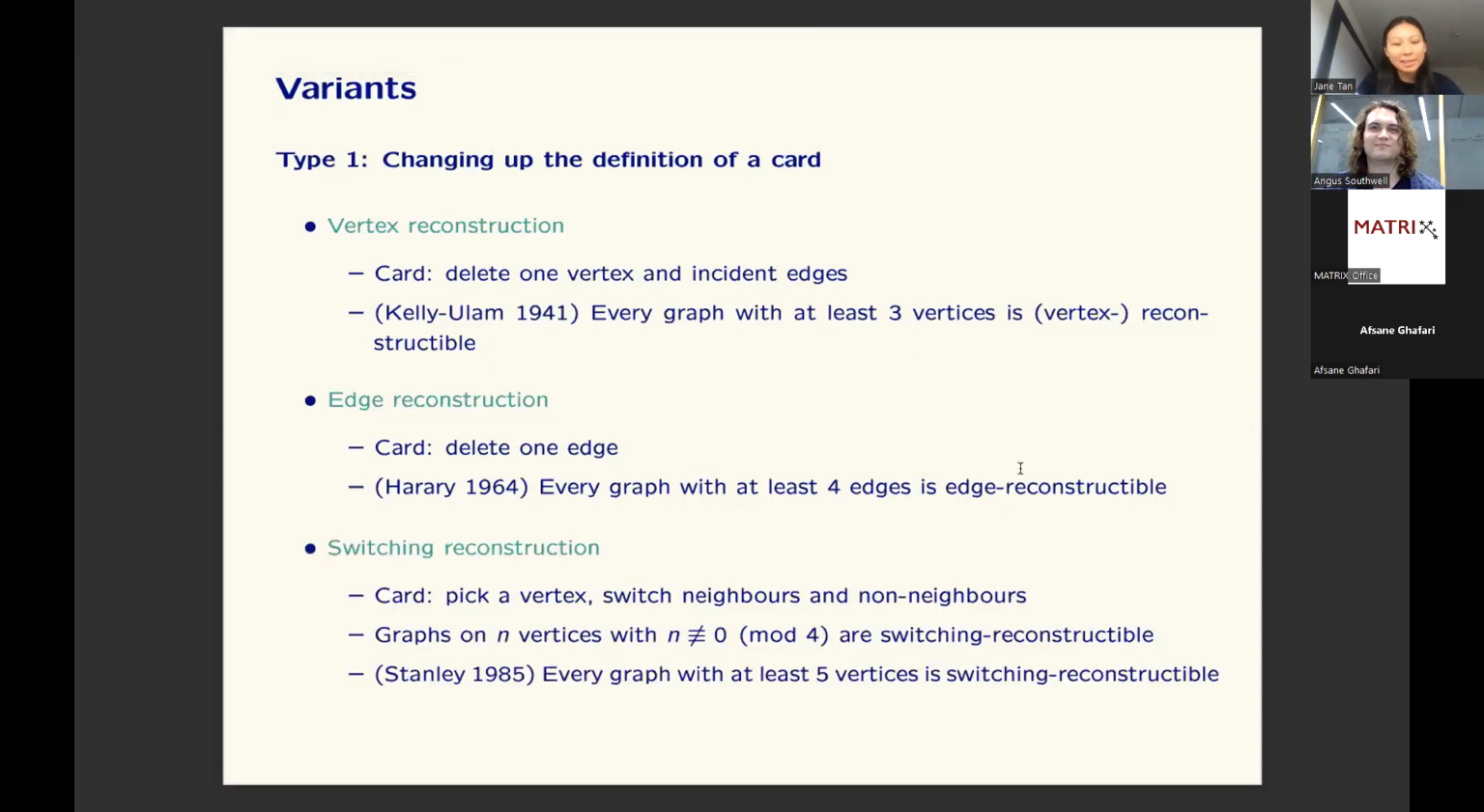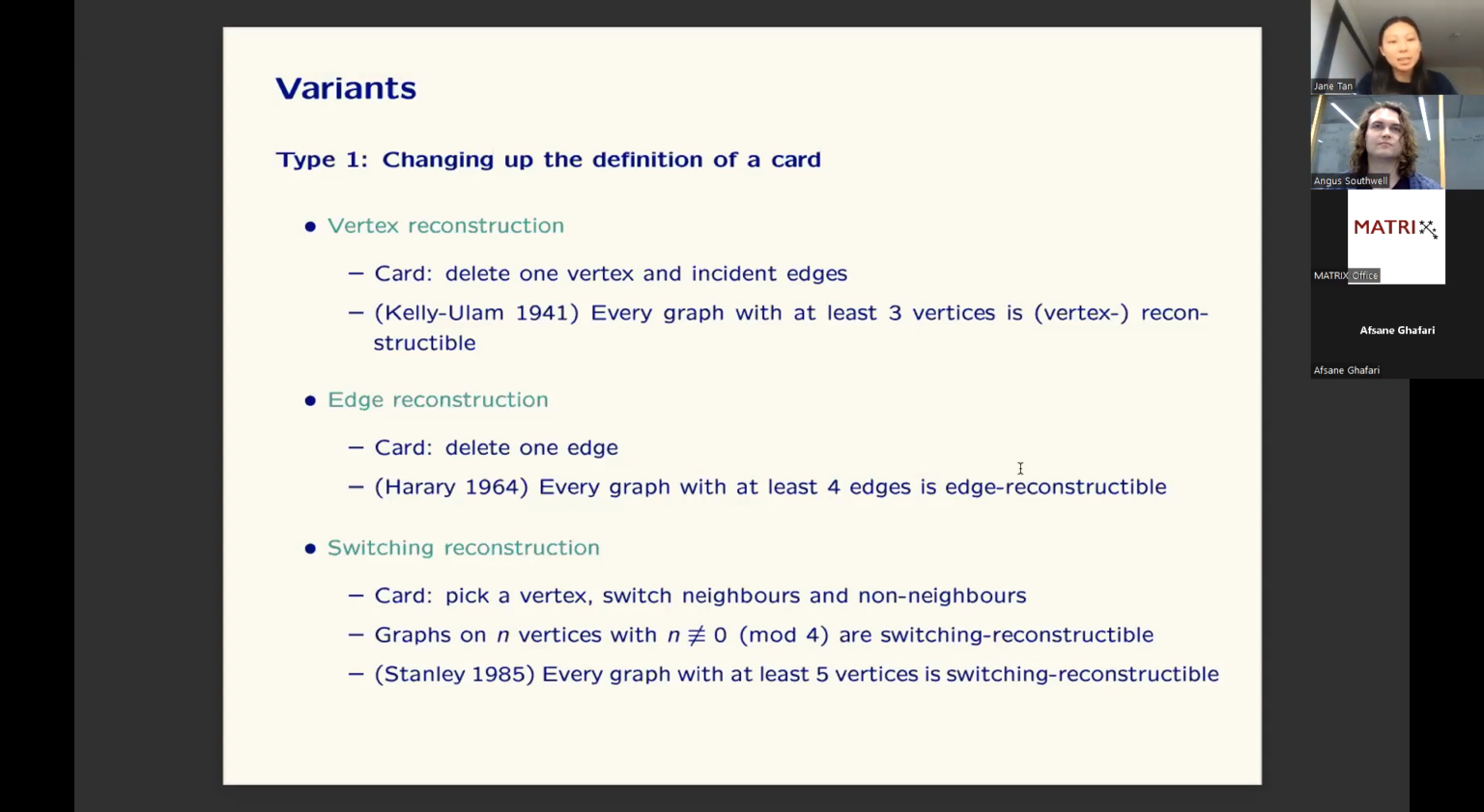Another variant that has a little bit of a different flavor is switching reconstruction. Here the cards are a bit more difficult to define. To obtain one card, we look at our graph, pick a vertex, and we switch the neighbors and non-neighbors. That means if our vertex was connected to another vertex by an edge, we would delete it. And if it was not connected to another vertex, we would add that edge in. So maybe it's a bit less clear in this one, but it's also something that feels like it should be easier than classical vertex reconstruction.